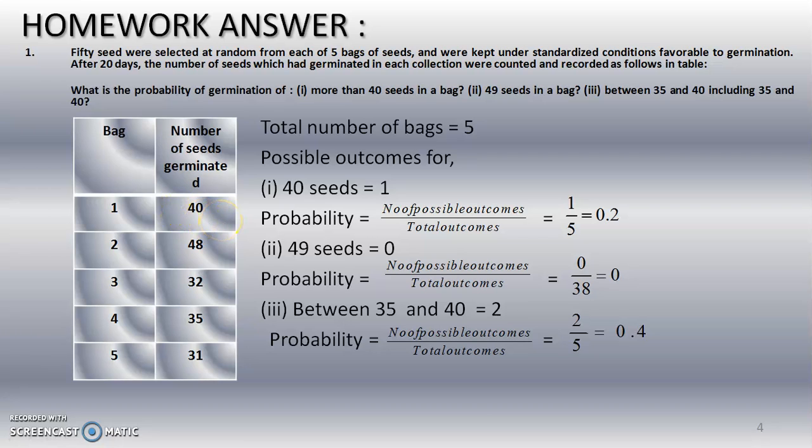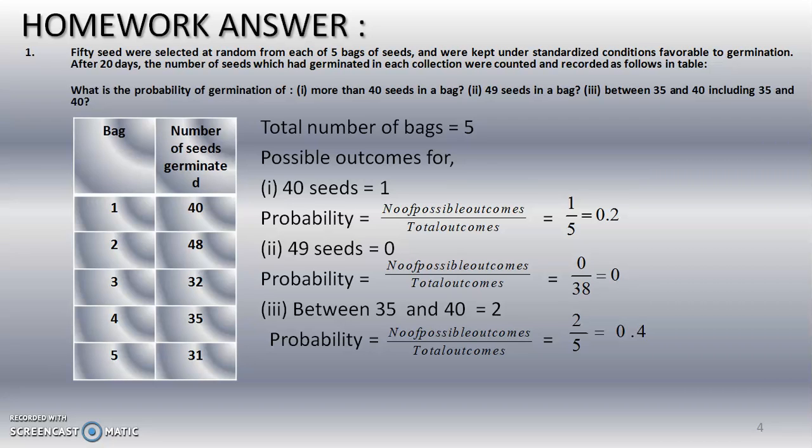So starting the answer: total number of bags equals 5, means total outcomes 5. The possible outcomes for the first one, 40 seeds, equals 1, because there is only one bag with 40 seeds, right? So probability equals number of possible outcomes divided by total outcomes, equals 1 upon 5, equals 0.2. Now second, 49 seeds. There are not 49 seeds in any single bag, so possible outcomes equals 0. So probability equals number of possible outcomes divided by total outcomes, equals 0 divided by 5, equals 0. It is an example of an impossible event.